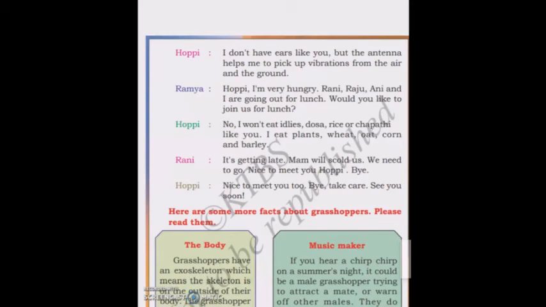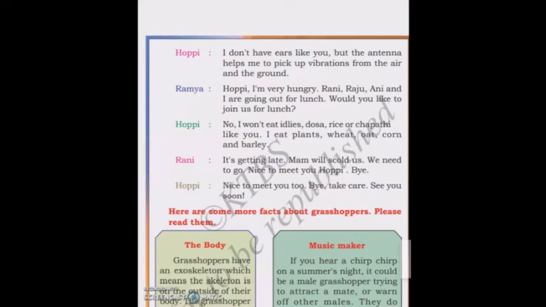Now Hoppy says, no, I won't eat idlis, dosa, rice or chapati like you. I eat plants, wheat, oat, corn and barley. So does the grasshopper eat idli, dosa, chapatis like you? No. It eats what? It eats plants, wheat, oat, corn as well as barley. So that is the food of Hoppy, the food of the grasshopper. Unlike human beings, we all eat idli, dosas, rice and chapatis, isn't it? But the grasshopper doesn't eat those things. It eats plants, wheat, oat, corn and barley.